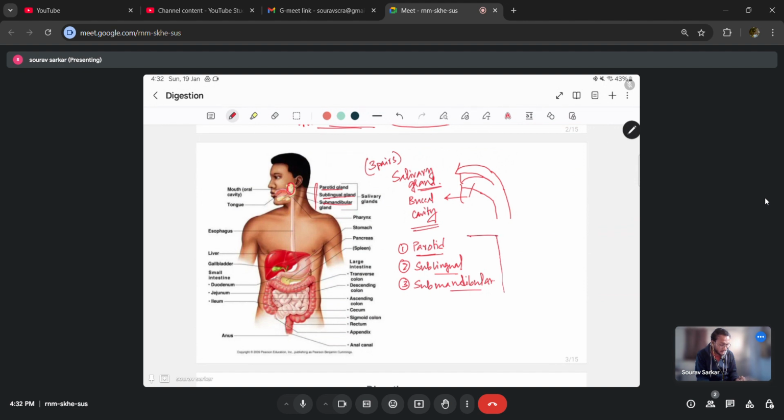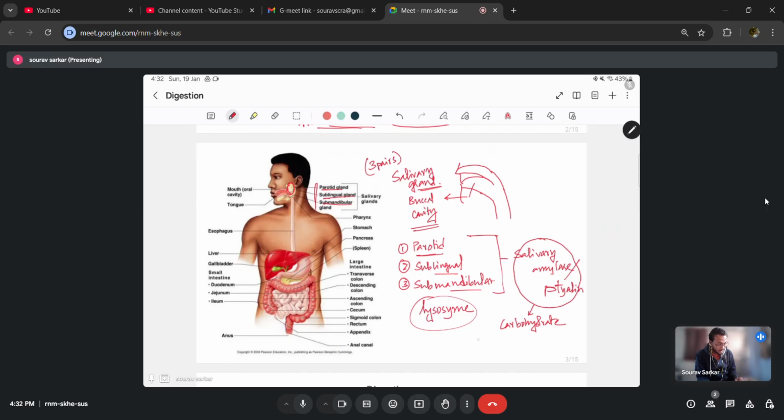These salivary glands release the enzyme known as salivary amylase or ptyalin, and another chemical component known as lysozyme. These two components are released in the saliva. Now salivary amylase or ptyalin breaks down carbohydrate.